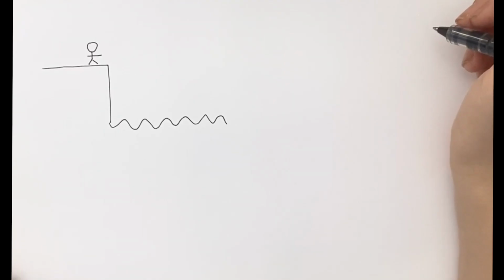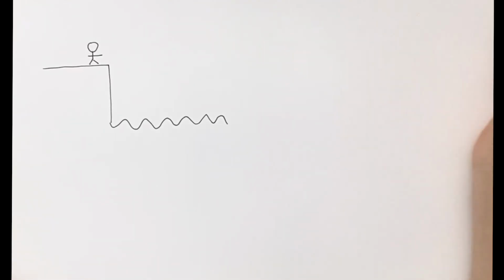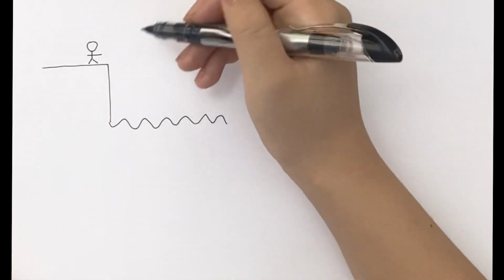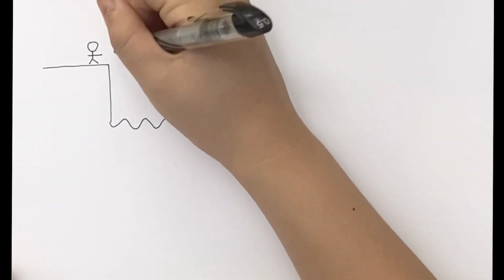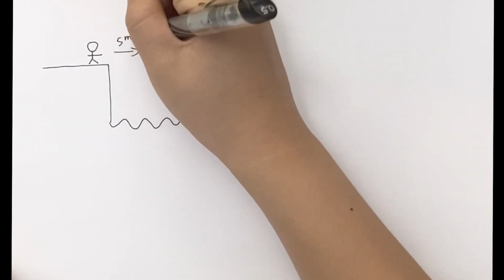What if we add another dimension? This is where 2D kinematics comes in. Let's start with a basic example. Now, there's a human standing on this cliff. He runs to the edge at 5 meters per second.